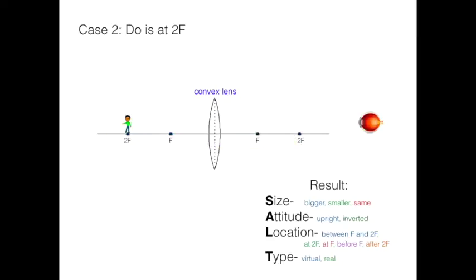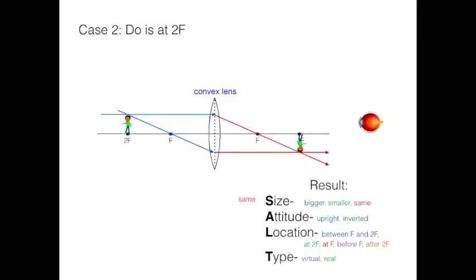Let's do case number 2. Rule number 1, any line that is parallel to the principal axis will pass through the other side of the focal point. Rule number 2, any line that passes through the focal point will refract to the other side, passing parallel to the principal axis. What type of image is being formed?